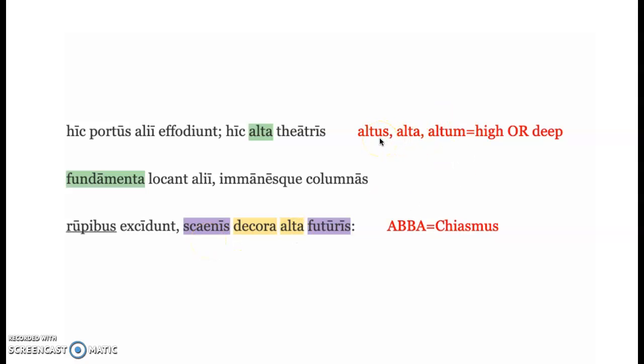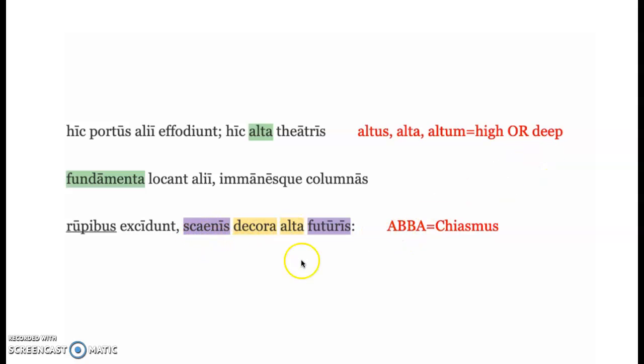And I want to make a note about this: altus, alta, altum can mean high or deep. So here we have it meaning high or lofty decorations for the future stages. But up here, it clearly means deep, because they place deep foundations. So it's interesting how altus can mean high or deep.